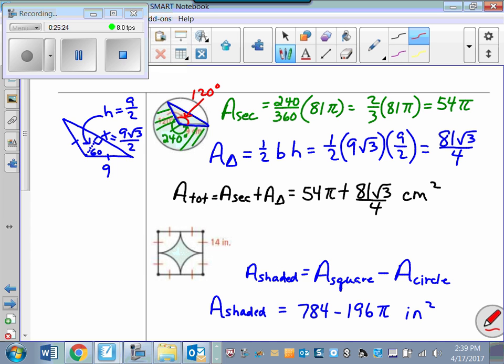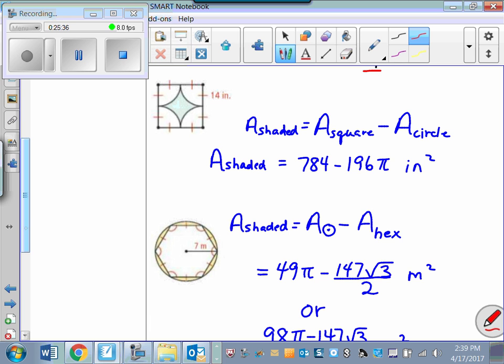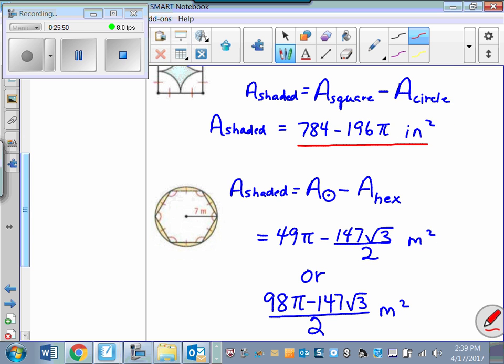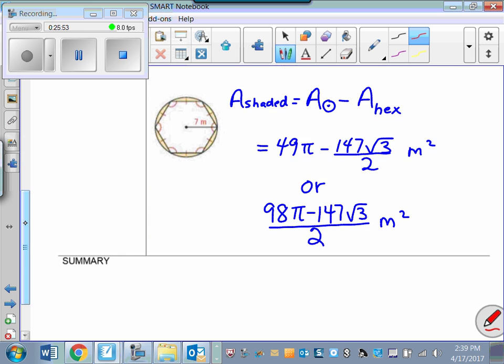So I found the area of the sector, which was 54 pi. Area of the triangle, I got 81 times the square root of 3 over 4. Add those two. All right, and then down here, I didn't work these because I wanted to be sure that you guys are developing the skill to do it without looking at every step that I do. So here are the answers that I got right here for that one, and right here. You could leave your answer this way, or you might see it put together as one fraction that way. But please do those problems and make sure that I got my answers correct.